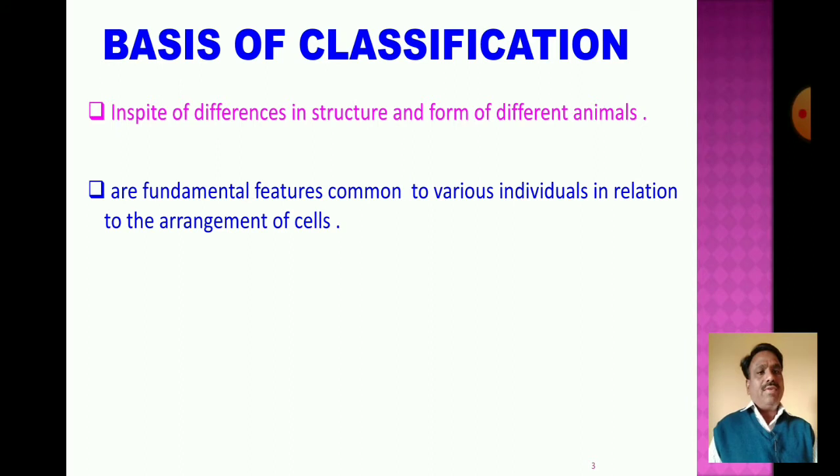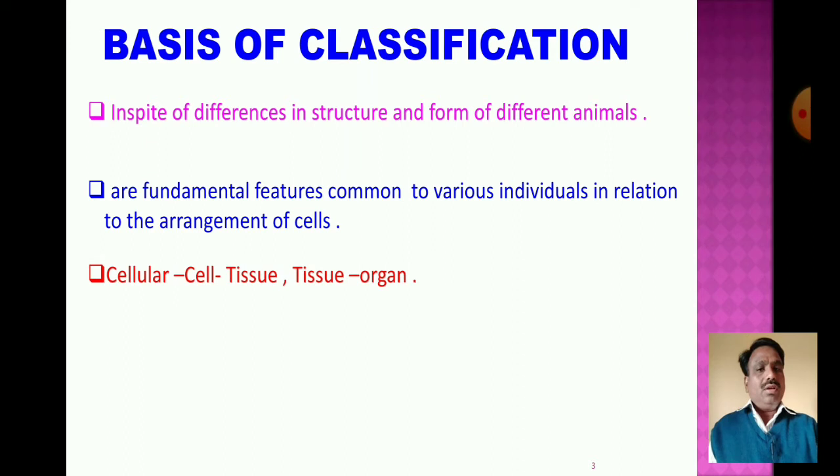So, in the structural and functional unit of life, there is an arrangement of cells in various individuals. This arrangement is known as the organization of the cell. In the organization of the cell, cells are organized to form tissues, tissues are organized to form organs, organs are organized to form organ systems, and all organ systems are coordinated to form the organism.